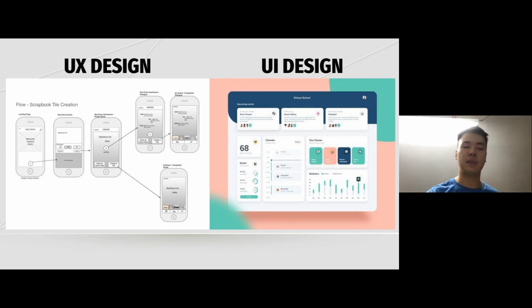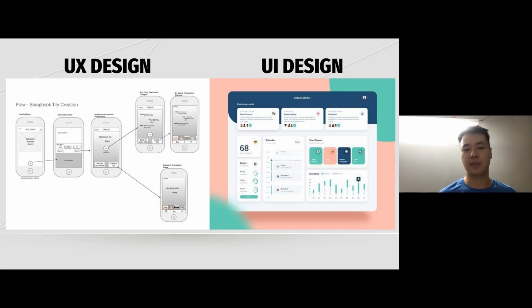So for example, this is a mobile application. There might be a home page. If you click on this little button down here, what does that do? And then from this second page, if I want to branch out into different pages, how do I get there? And then on the right, you have a very pretty design. So this is an example of UI design for a dashboard.